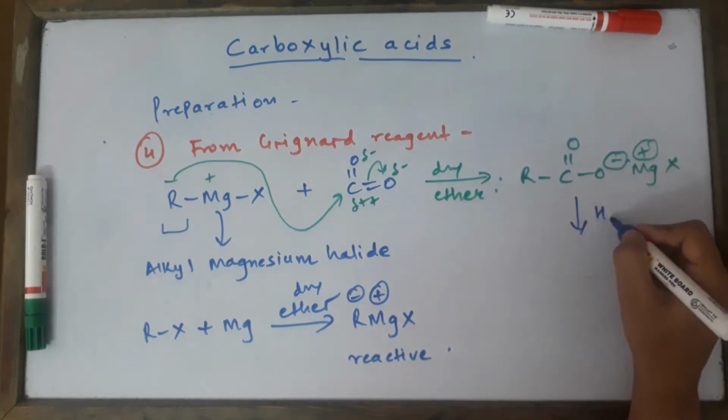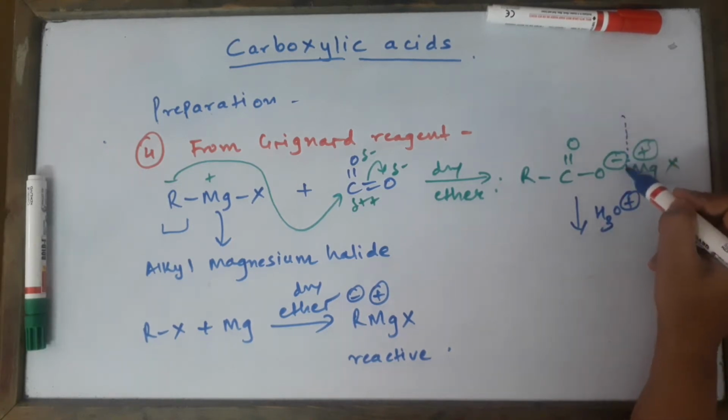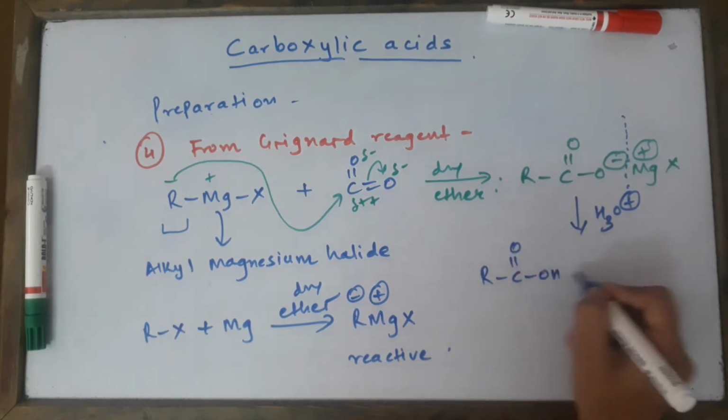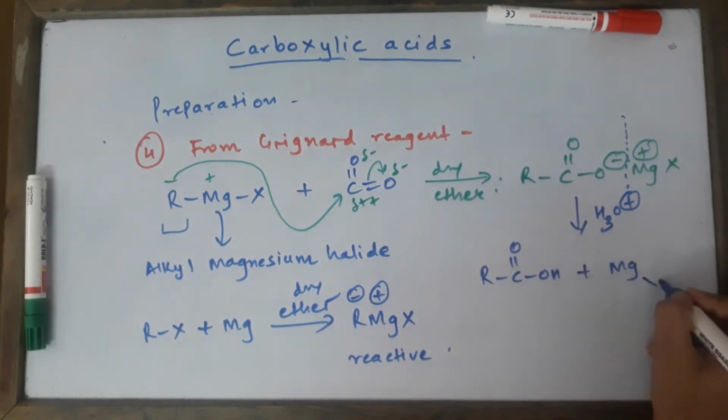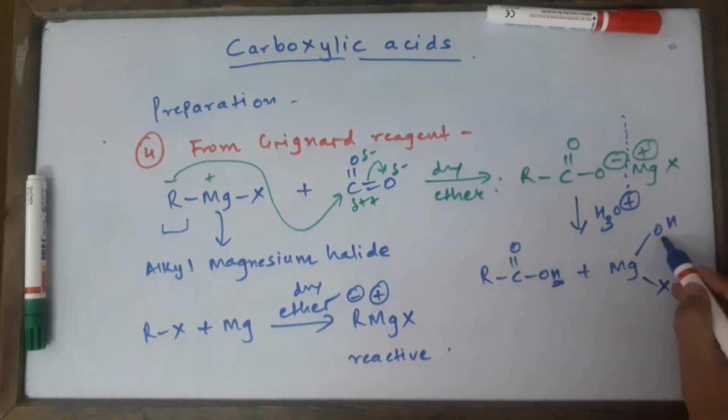After that, just do hydrolysis. Always you do the same thing. When you do that, break this with water, you will be getting RCOOH plus MgX. Mg was positive, so negative OH minus will come there. The positive H plus has gone here, the negative OH minus has come here. So such a good interesting method is this from Grignard reagent.